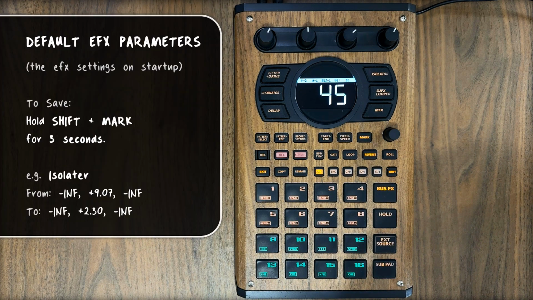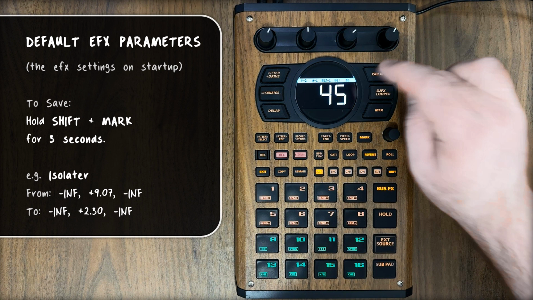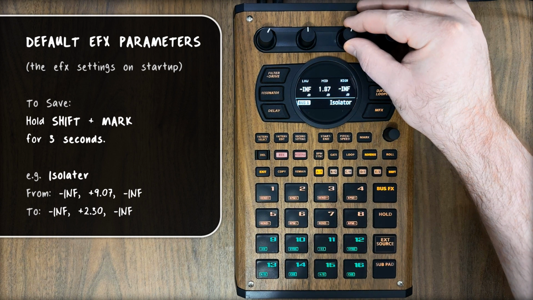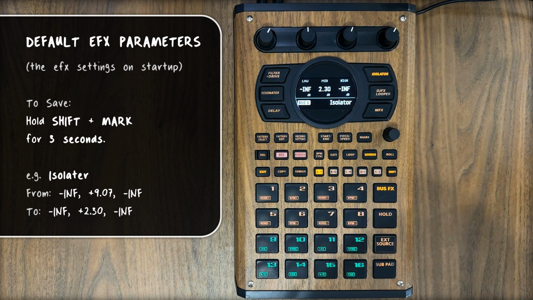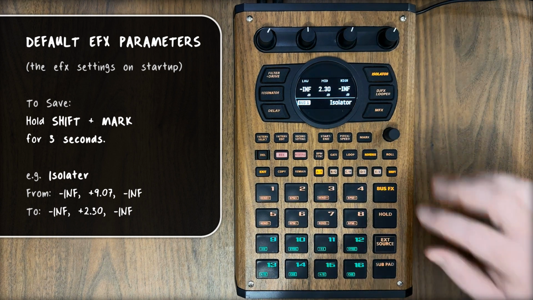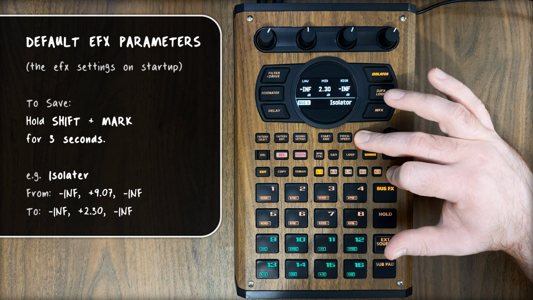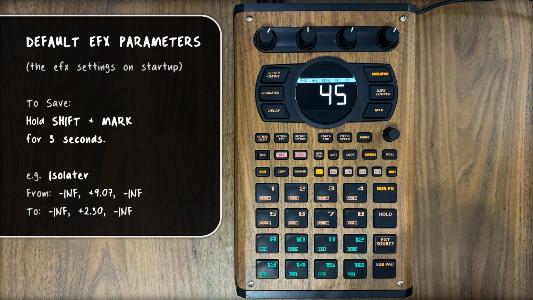Perhaps my favorite small addition is being able to set what the default effects parameters are on startup. So for example, with Isolator, the initial setting has the mids boosted by 9.07 dB. That's a big number for me, so I'm going to lower that down to 2.3 dB. And to save that as the default setting, we hold down Shift and Mark for like 3 seconds. Now when I restart the 404 and hit Isolator, you'll see it's how I set it.